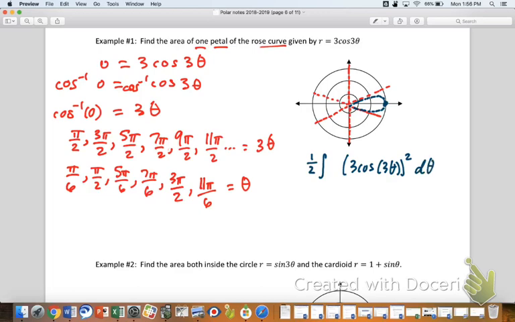If I want to go from here to here, what's that lower angle? I want the negative pi over 6, right? If I put 11 pi over 6 in there, I'm going to be going the wrong way around the circle. So negative pi over 6 to pi over 6. That'd be one way to do this. Did anybody do this?